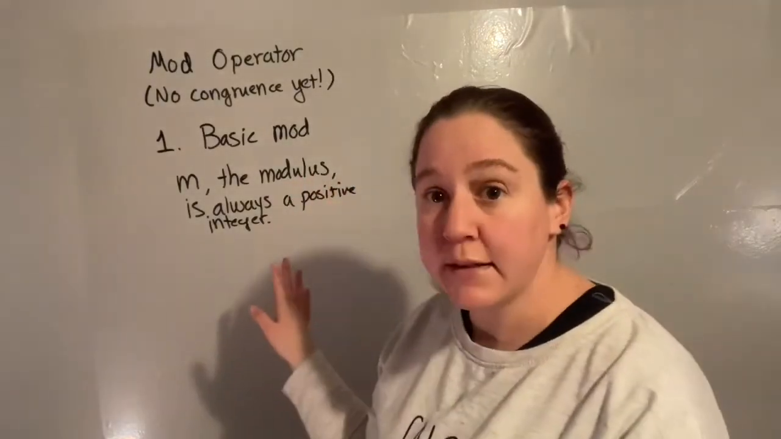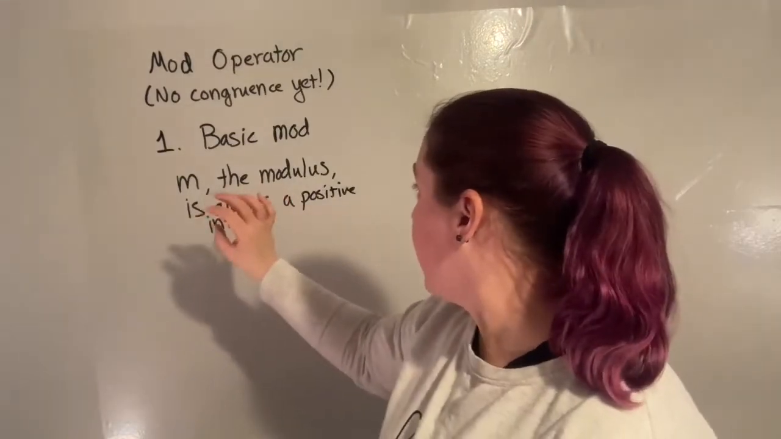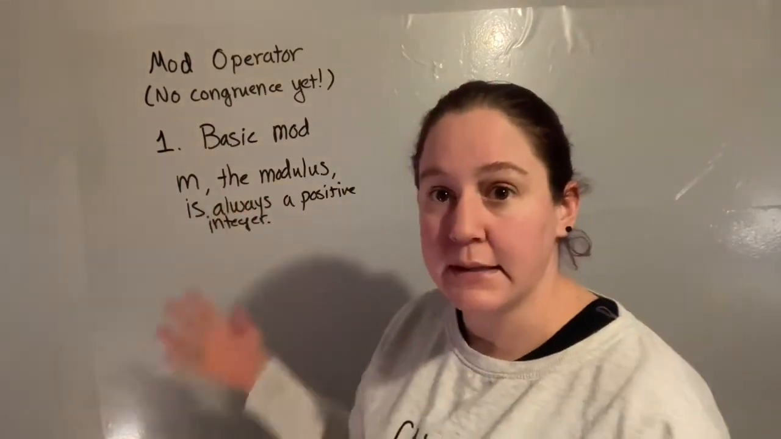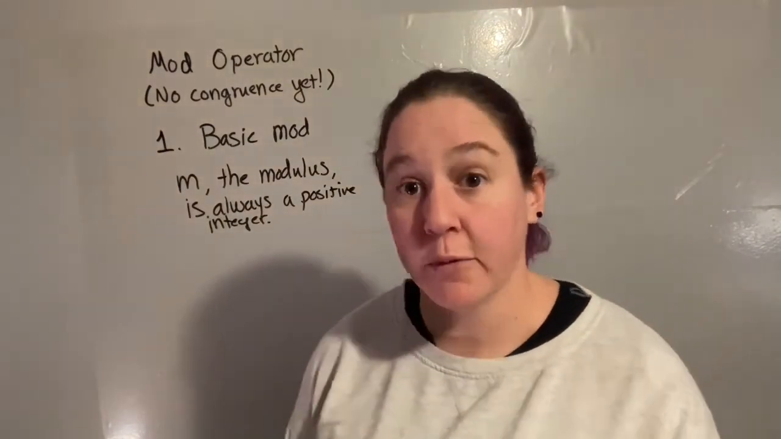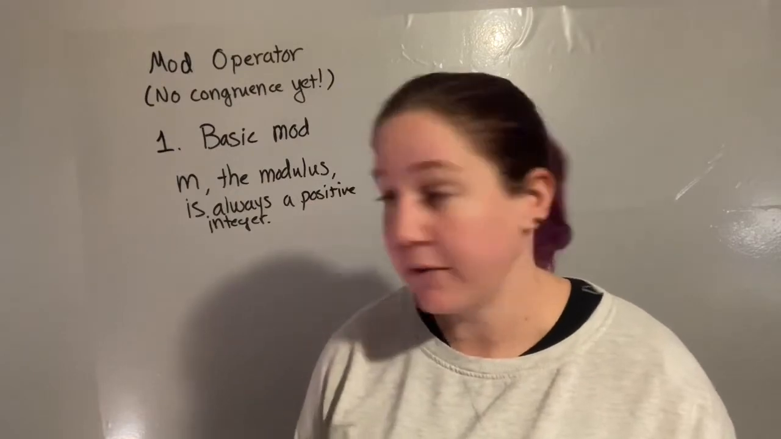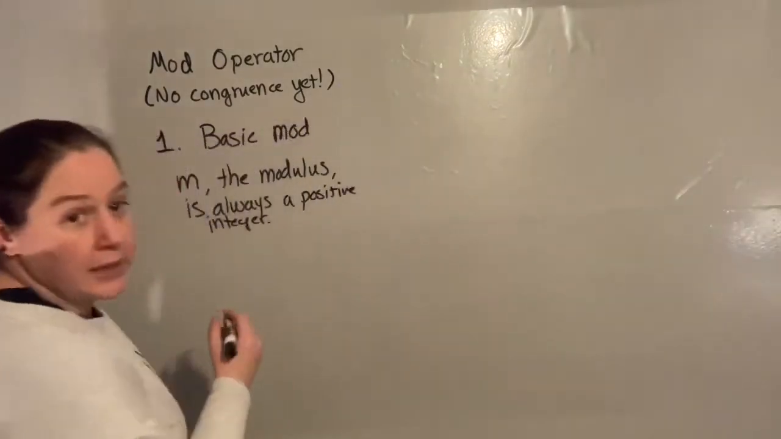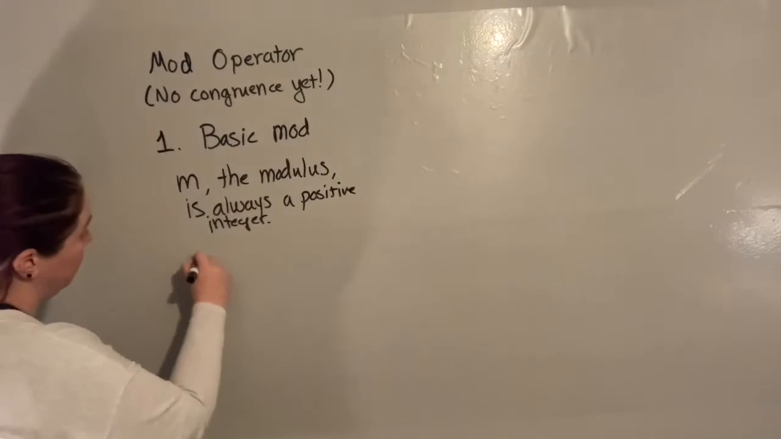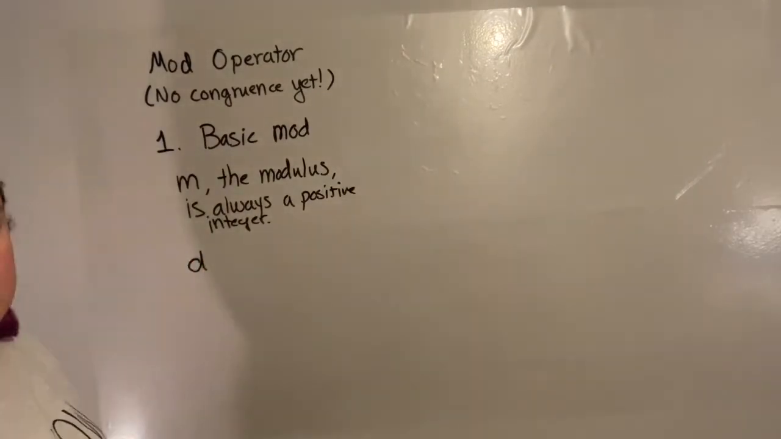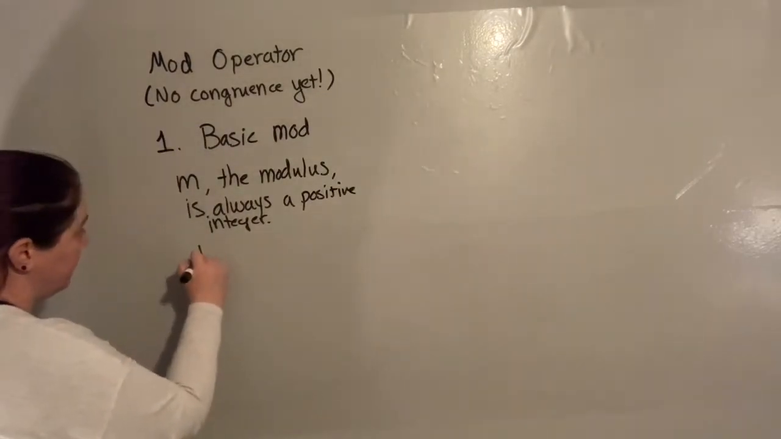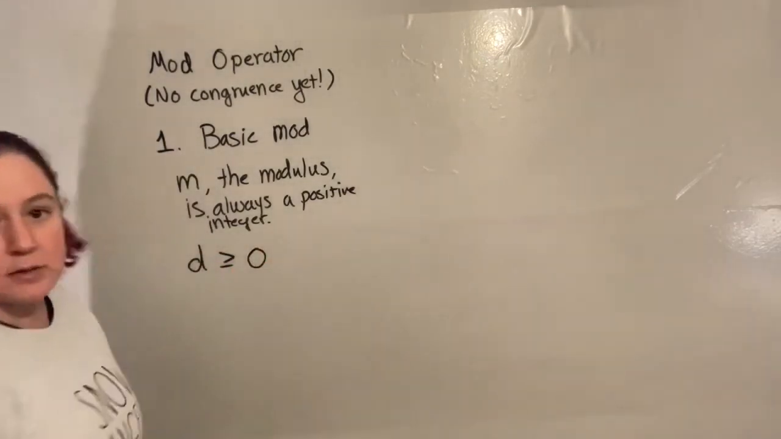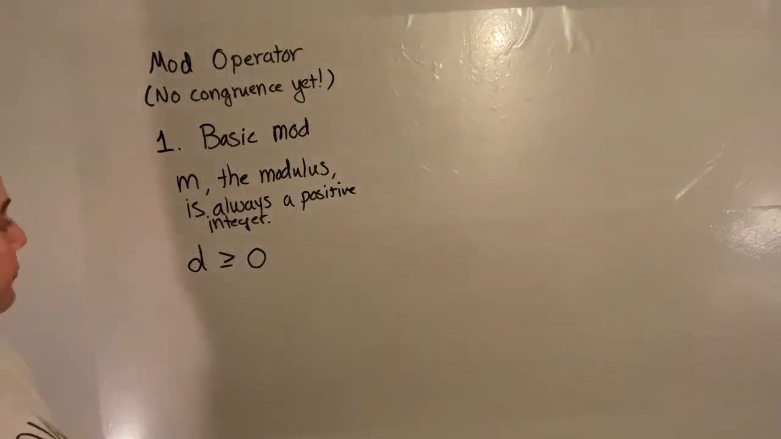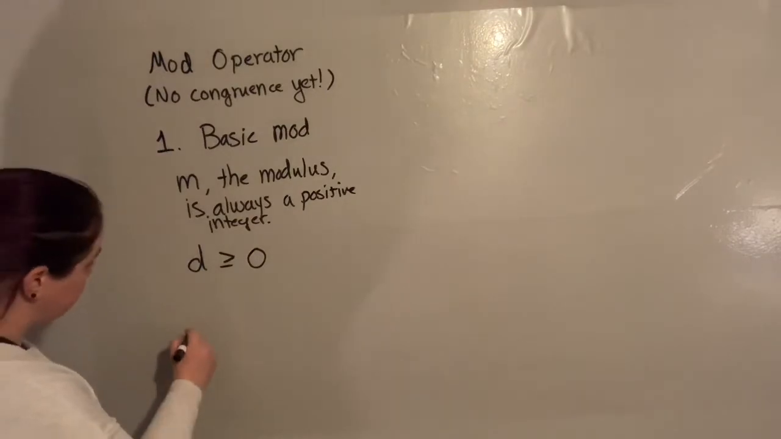We're going to think of this situation where we have two numbers. So m is the modulus, and this is always a positive integer in this basic scenario, but really in general, m is always positive. And then we're also going to need another number, d, and in this case we're going to have d be bigger than or equal to 0. So d is a non-negative integer. So what we want to do is just understand what this means.